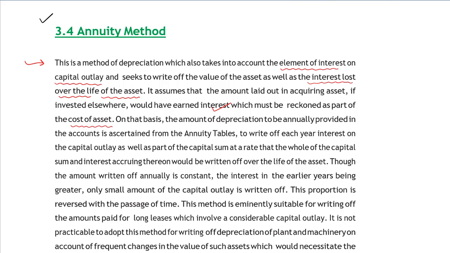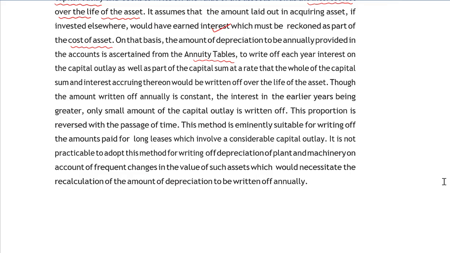On that basis, the amount of depreciation to be annually provided in the accounts is ascertained from the annuity tables, to write off each year interest on the capital outlay as well as a part of the capital sum at a rate such that the whole of the capital sum and the interest accruing thereon would be written off over the life of the asset. Though the amount written off annually is constant, the interest in the earlier years being greater, only a small amount of the capital outlay is written off. This proportion is reversed with the passage of time.